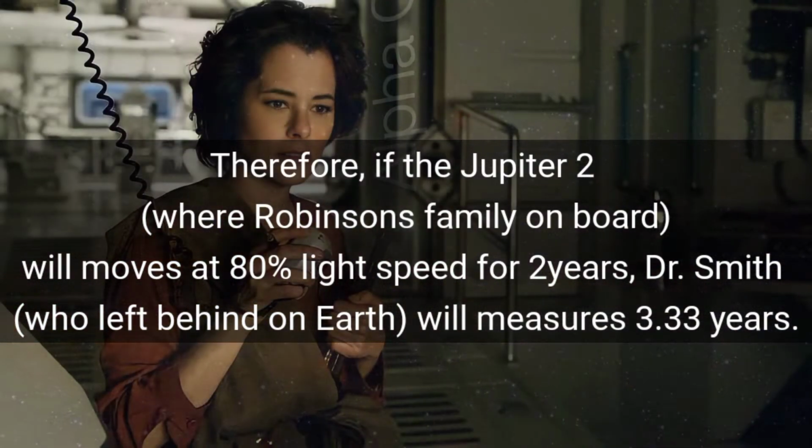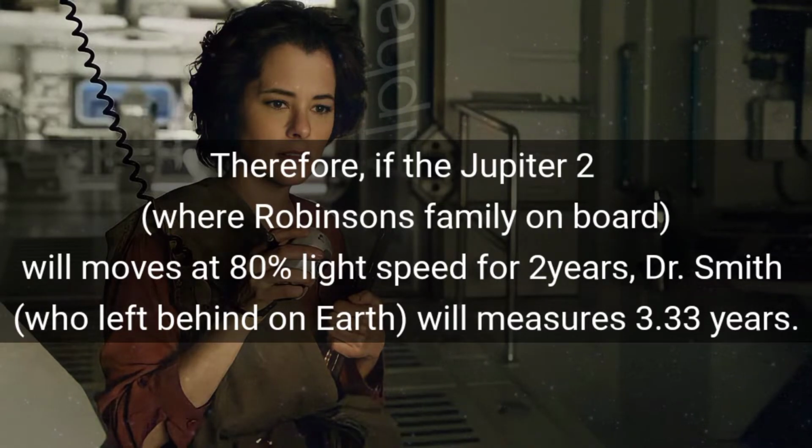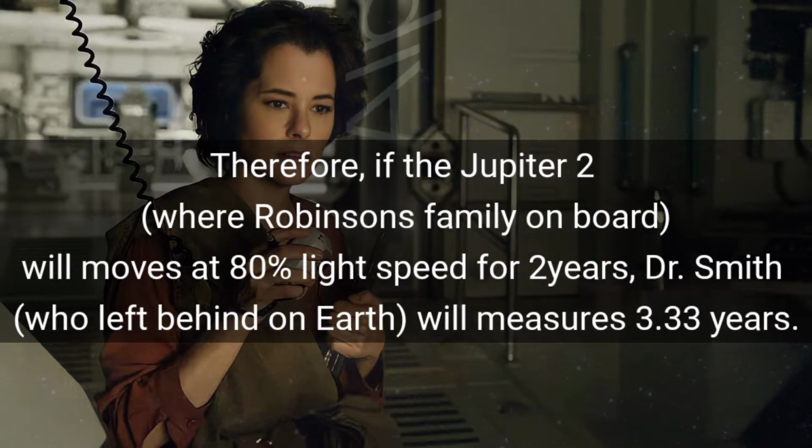Therefore, if the Jupiter 2, with Robinson's family on board, moves at 80% light speed for 2 years, Dr. Smith, who was left behind on Earth, will measure 3.33 years.